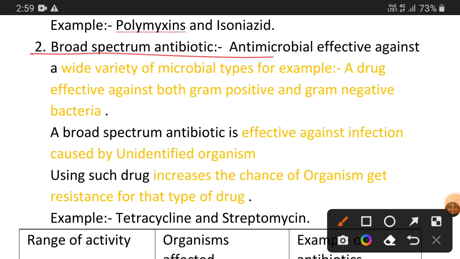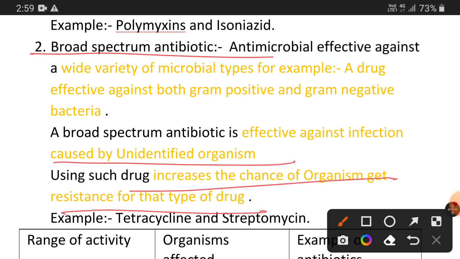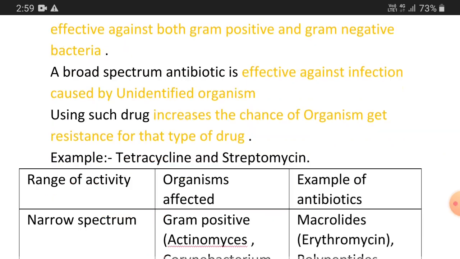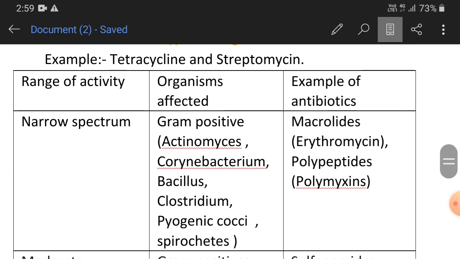a different range of bacteria. A broad spectrum antibiotic is especially useful when you don't know which microorganism is responsible for that particular infection. Under such circumstances you have to use such a drug, but it increases the chance of drug resistance. Examples are tetracycline and streptomycin. Clear? So now I am going to provide you a chart for the different ranges of activity.